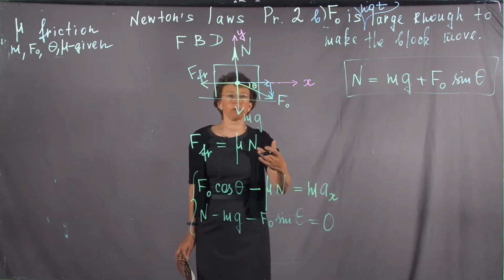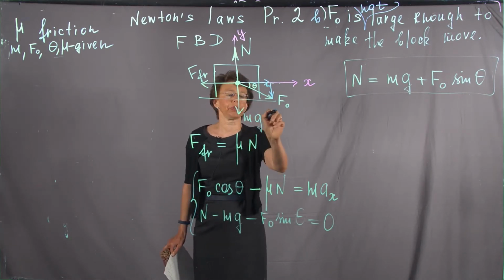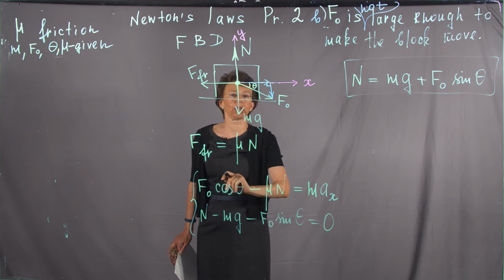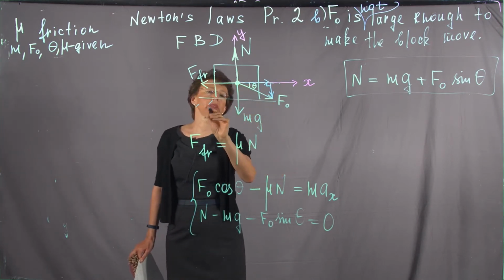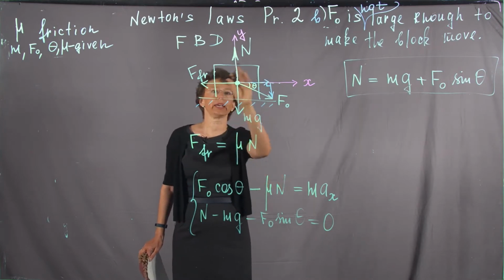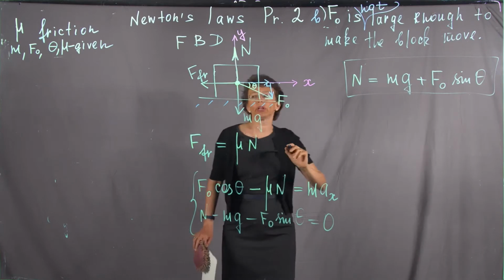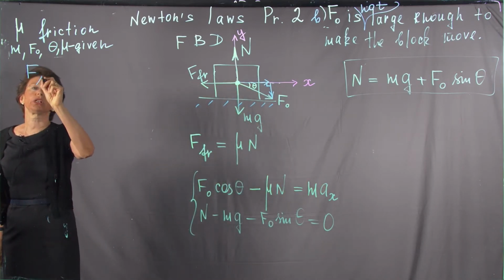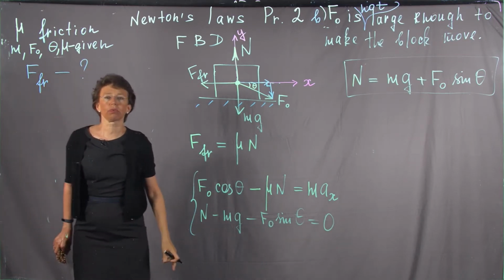What is this problem again? There is a block sitting on the table. There is force F naught acting on this block at a given angle theta. There is force of friction between the surface and the block. And what do I want to find? I want to find the force of friction. What will be the magnitude of force of friction in this problem?